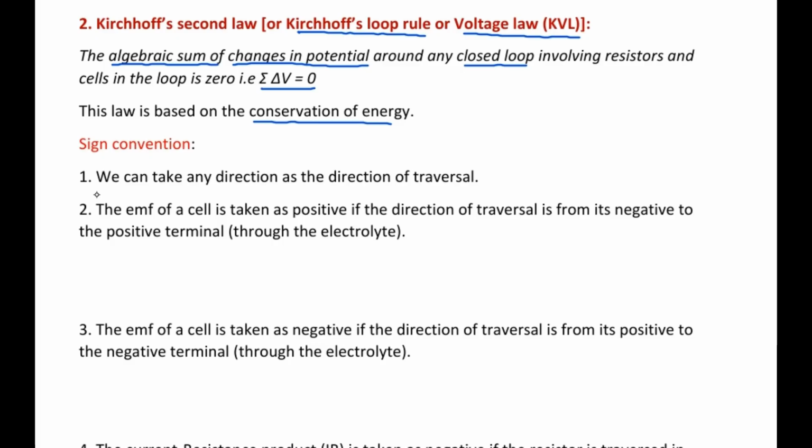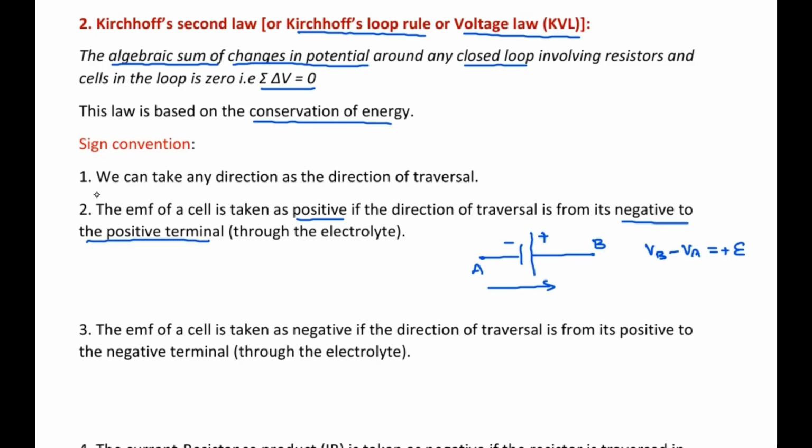The EMF of a cell is taken as positive if the direction of traversal is from its negative to positive terminal. That means if you are taking this as a cell, with negative and positive terminal, and we are traveling from negative to positive terminal through the electrolyte, assume that point A is connected to the negative terminal, point B is connected to the positive terminal. We are moving from A to B through the electrolyte. So, potential at B will be higher than potential at A because B is connected to positive, A is connected to negative. So, the change in potential can be taken as final potential VB minus initial potential VA, means we are moving from A to B. For us, A is initial, B is final. That value can be taken as E, that is a positive value.